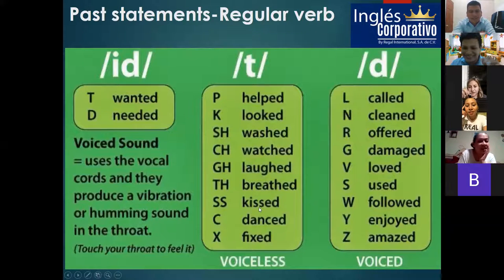Esta es una difícil. Kiss. Póngale la T al final. Okay, more or less. Kissed. No es kid. Kid es un niño. Kick es una patada. Entonces aquí sería kissed. Kiss. Okay.